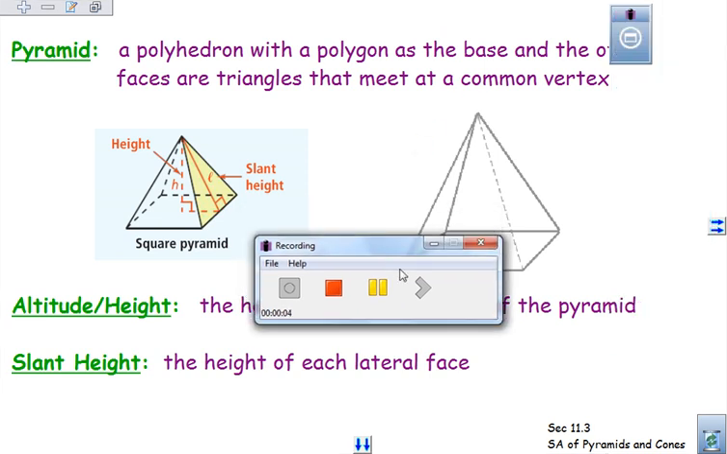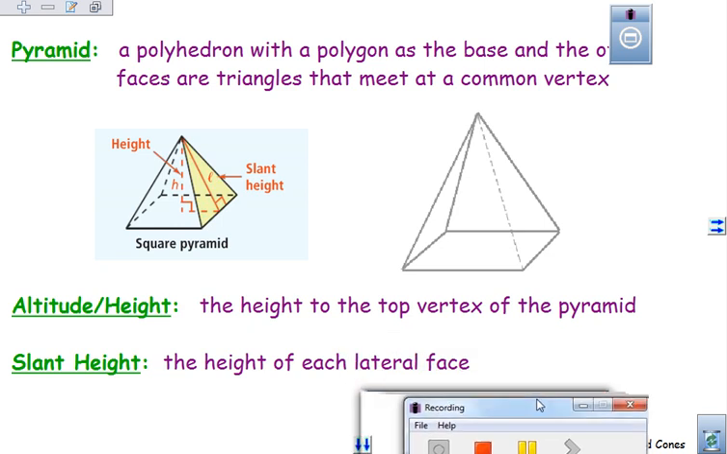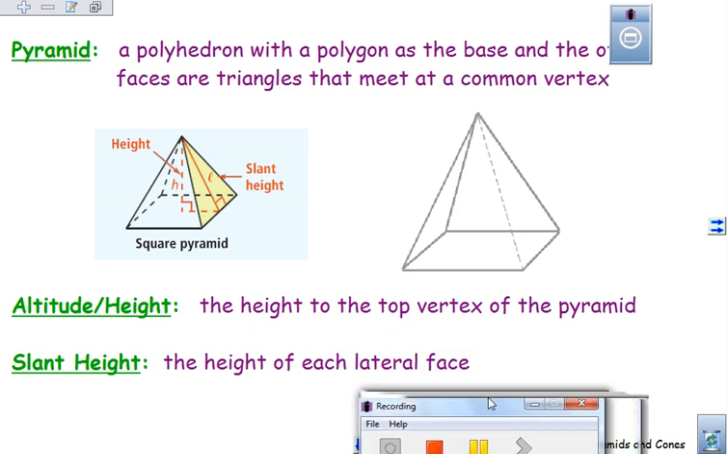Here's lesson 11.3, surface area of pyramids and cones. A pyramid is a polyhedron with a polygon as a base, and the other faces are triangles that meet at a common vertex. So in our picture, notice this is a square pyramid. So the base is a square, and then it forms a pyramid.